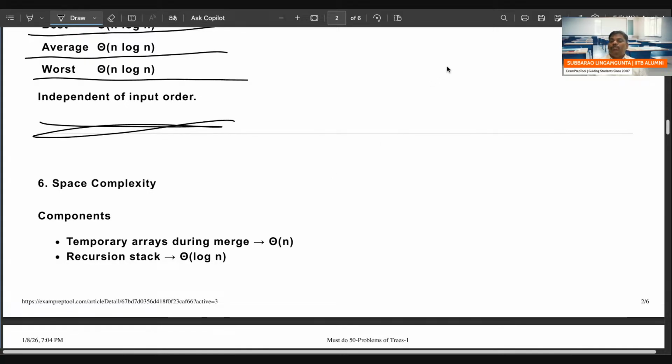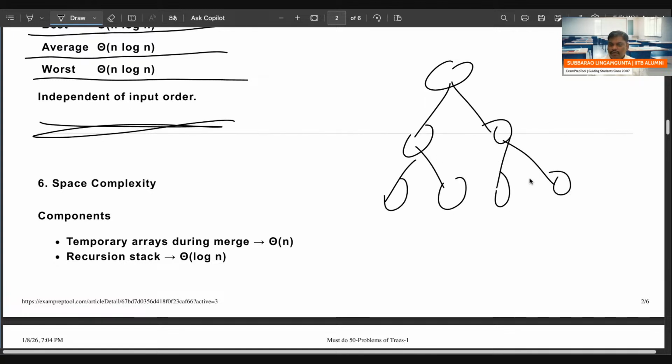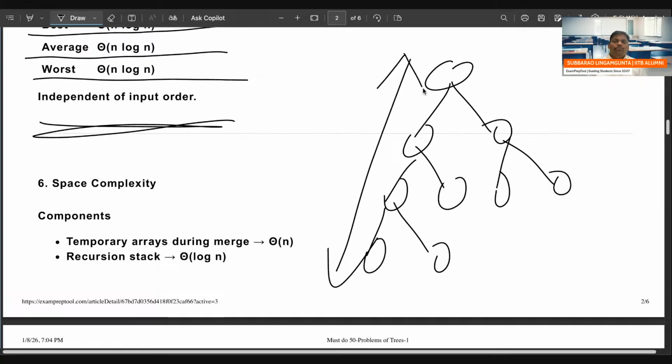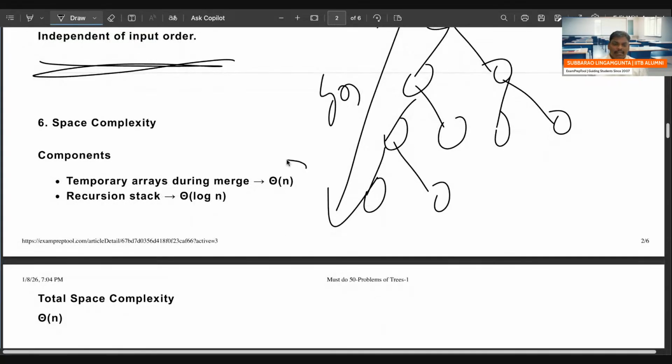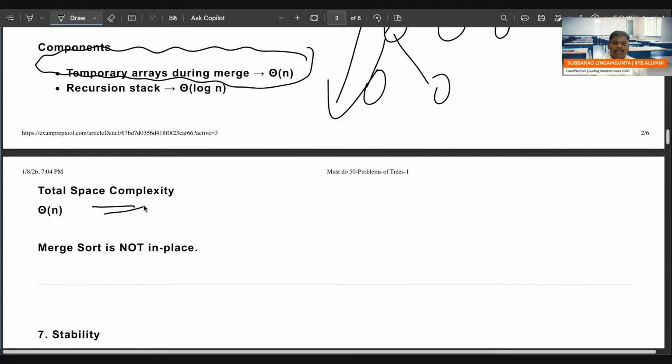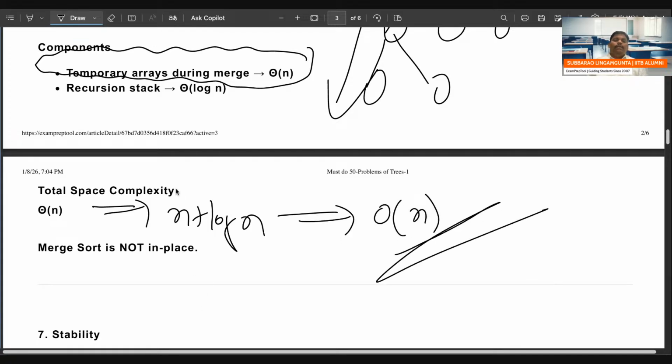Space complexity: you are dividing by 2 every time, so stack space is required, log n stack space. But whenever the merge algorithm is going on, you will take another array, order of n. So finally the total space is n plus log n. Finally n is the space complexity: n for the merge algorithm auxiliary array, log n for the stack space.